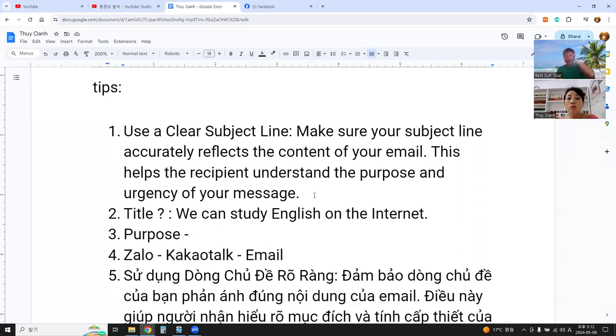This helps the recipient understand the purpose and urgency of your message. Urgent means, for example, the reason why I write the email. Time is very important. Purpose and time: when it starts and finishes is very important. So we know about the schedule.